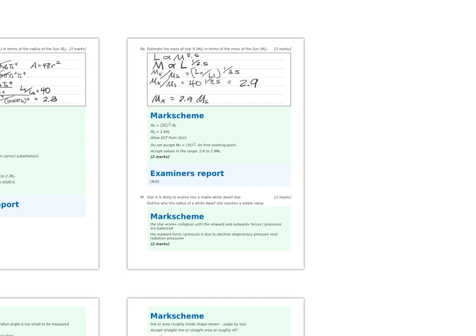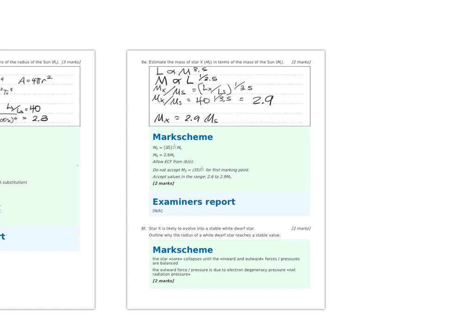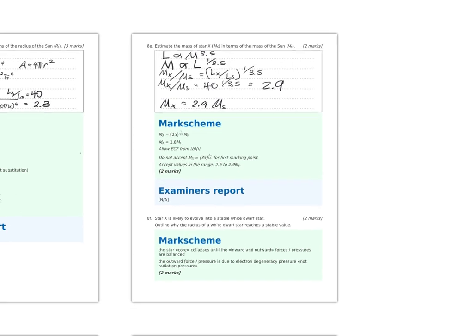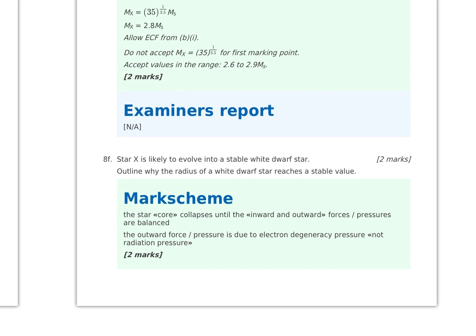All right, so now let's take a look at 8F. The final piece of number 8 is 8F. It says star X is likely to evolve into a stable white dwarf star. Why does the radius of a white dwarf star reach a stable value? I think it's for 2 marks, and I think the mark scheme explains it pretty well.